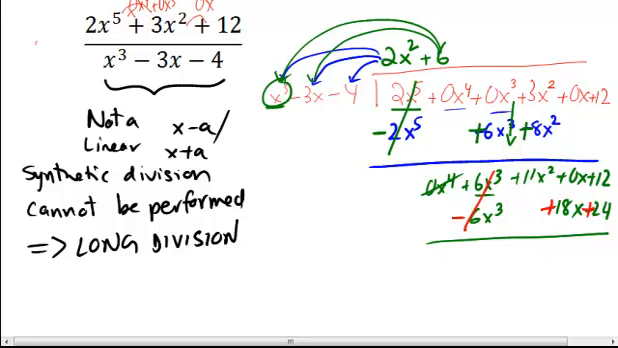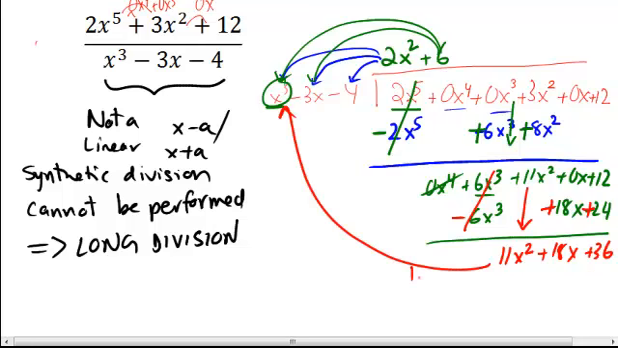So you get 6 minus 6, which is 0. So bring this term down. That's 11x squared. 0 plus 18 is 18x. 12 plus 24 is 36. Notice this is 1 degree less than this. So therefore, we're done. That's your remainder term. And this is your quotient.